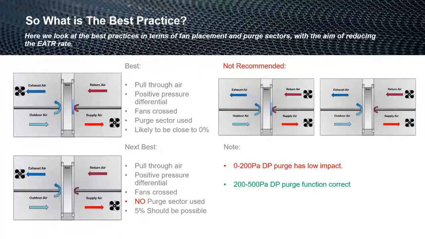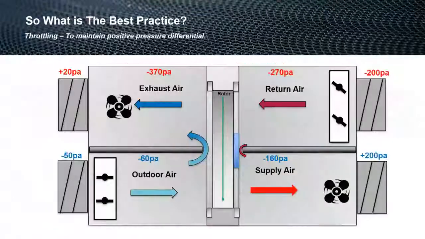And as I mentioned in the earlier slides, there is an excellent document from Eurovent right now that explains something new called throttling. We've seen that purge sectors and positive pressure are preferred to reduce leakage, but how can we improve situations that currently exist within buildings? This is where throttling comes in.